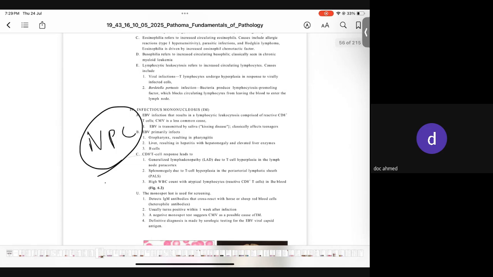The idea is clear. Why? Because for the T cells, in order to fight off this virus, we can have a lot of hyperplasia of your paracortex and periarterial sheath, which is going to lead to lymphadenopathy and enlarged spleen. Okay.